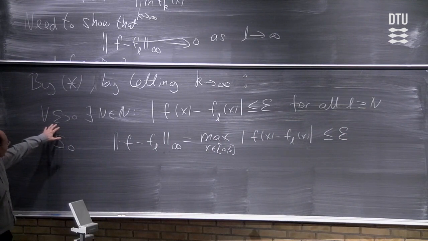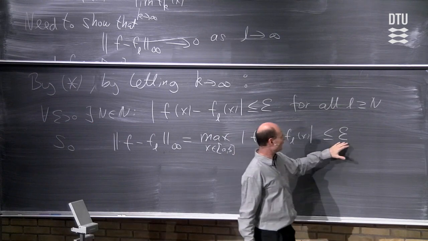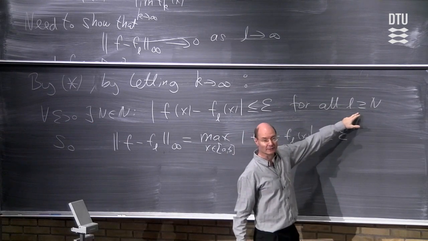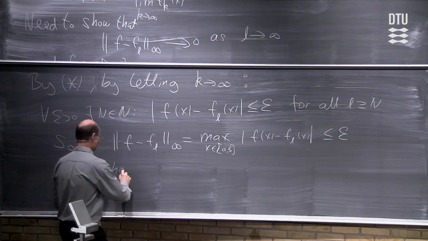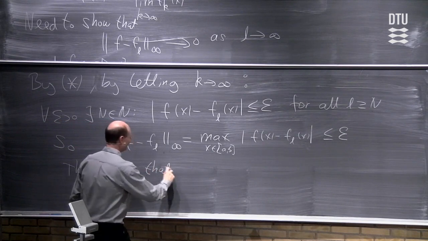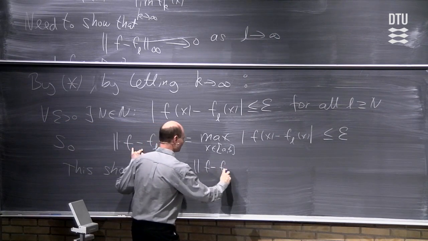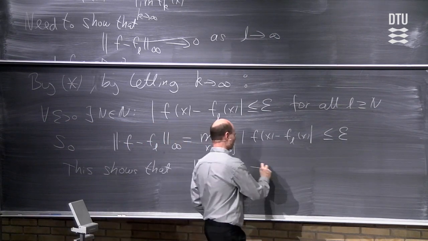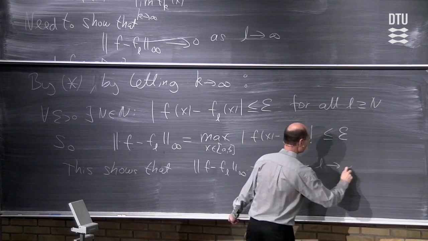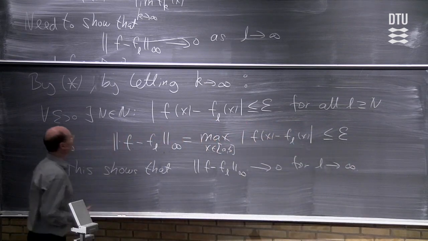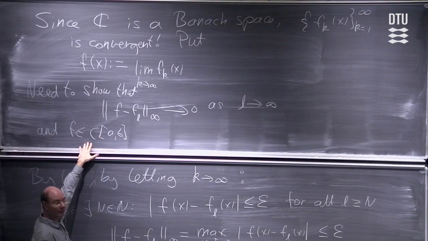So what this says is, for all epsilon greater than 0, there exists an n such that this infinity norm is smaller than epsilon whenever l is larger than n. So what this shows is that this norm actually tends to 0. Now, this proves one of the two things we had to prove. We also had to prove that f belongs to C[a, b].